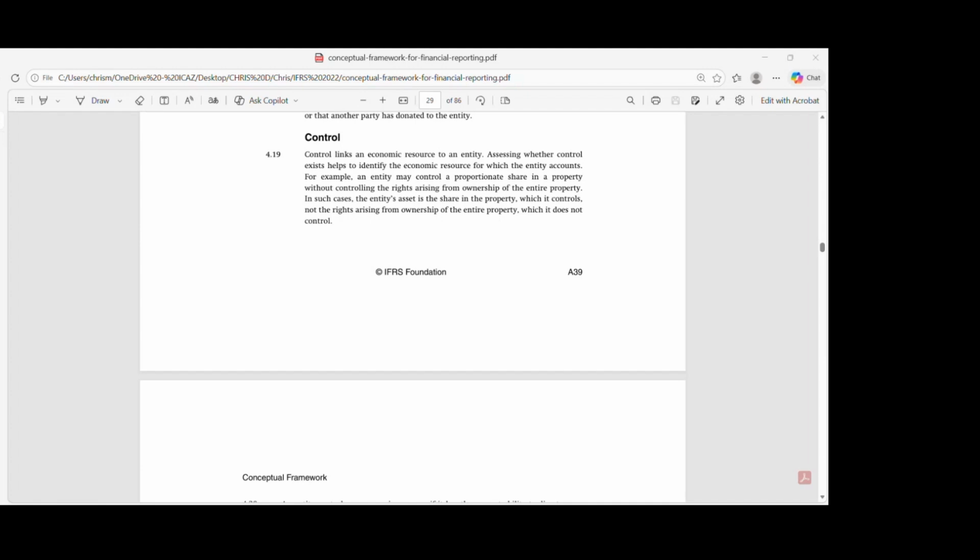So whenever answering a question, is there an asset? State the definition, which is your para 4.3. Then break into rights, economic benefits and control. Then make sure you apply to the scenario.